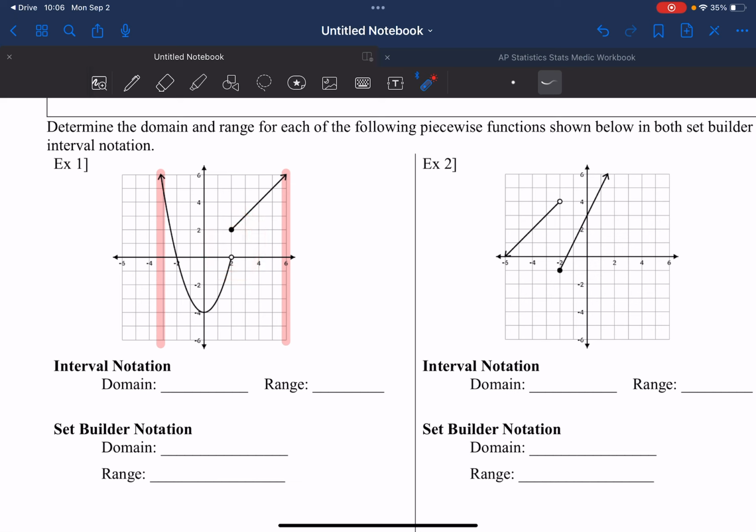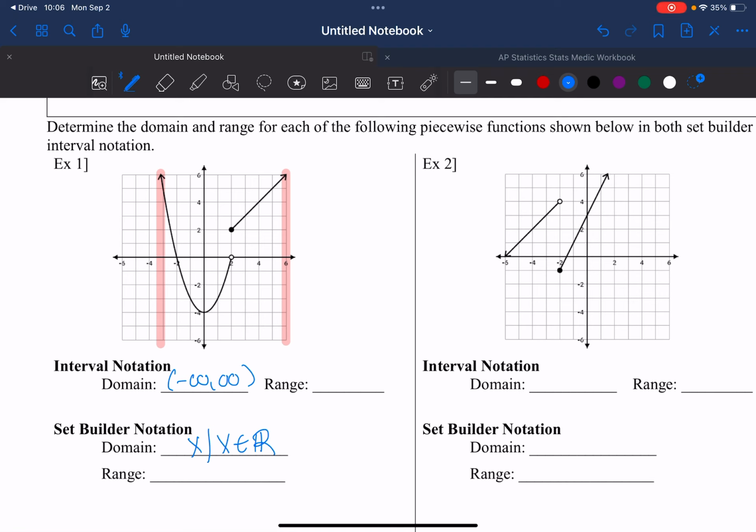So if we're just looking from left to right, notice they have arrows on both sides, so that's going to be negative infinity to infinity. And if we were to write that in set builder notation, that would be x such that x belongs to the real numbers.